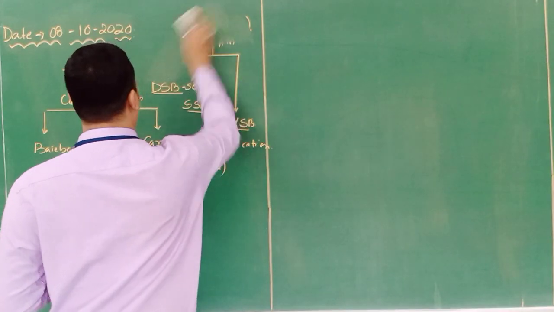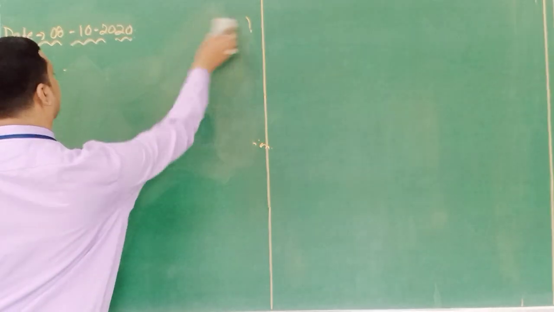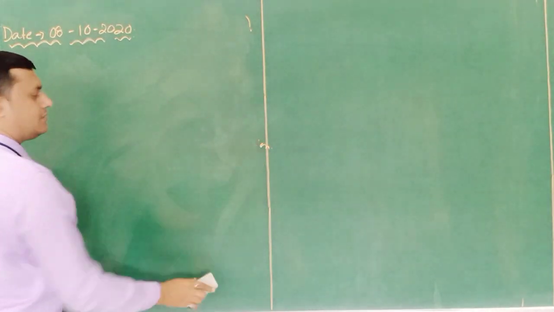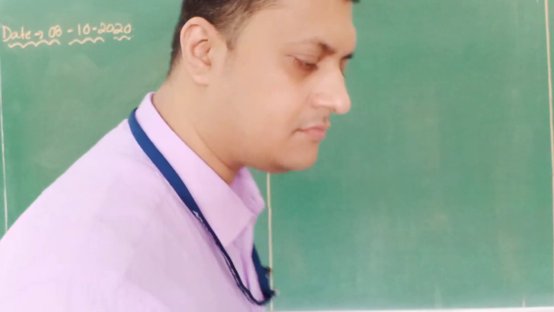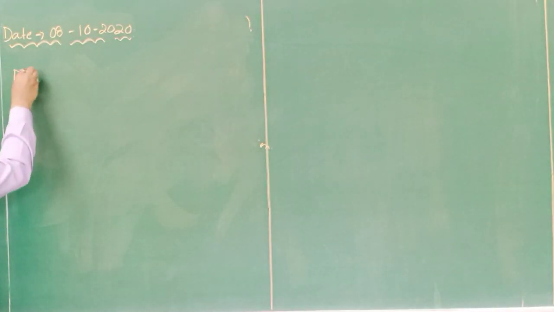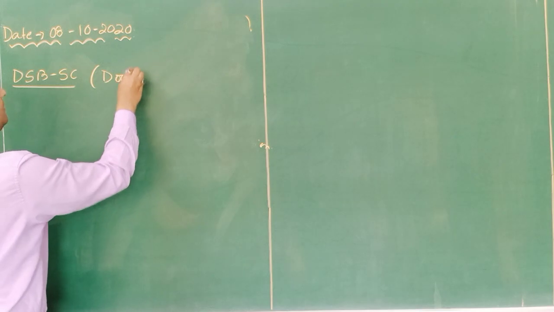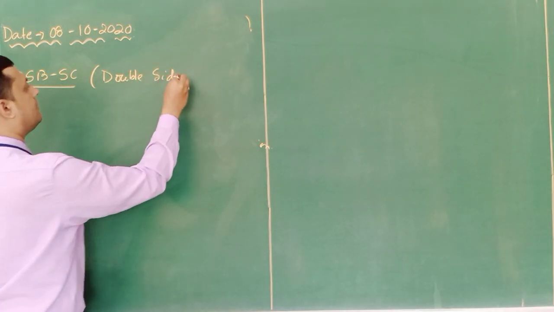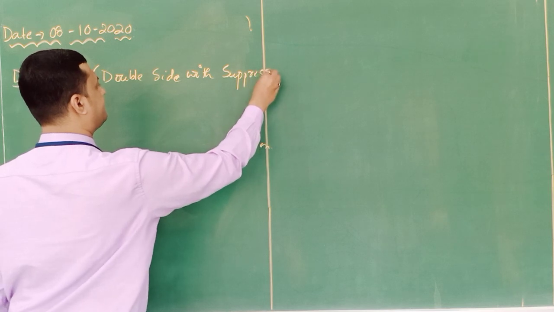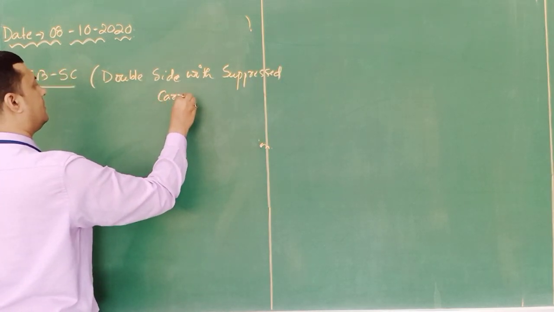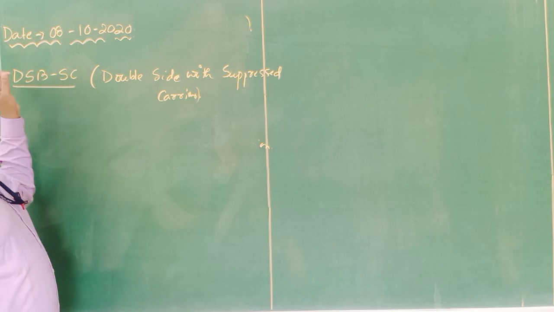So first we are going to discuss DSB-SC. DSB-SC itself indicates double sideband with suppressed carrier. Now, how can we suppress the effect of the carrier? For that it should be a modulator.